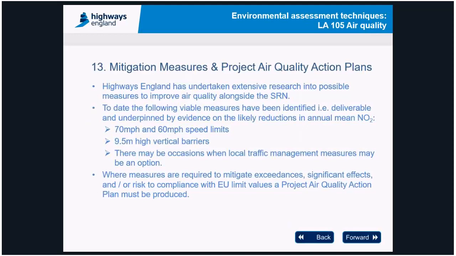Where we do need measures to mitigate air quality exceedances, those need to be captured in an air quality plan for the project. Again, that section is described within the guidance document, and there's advice around the kind of information that needs to be included within any assessment and reporting.